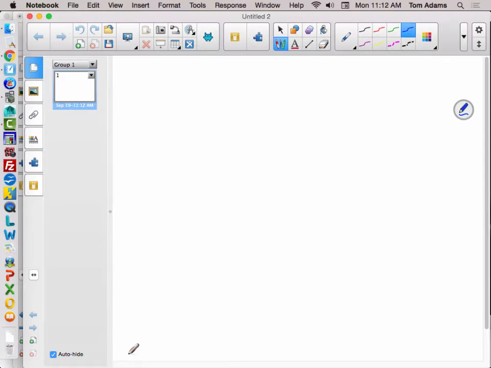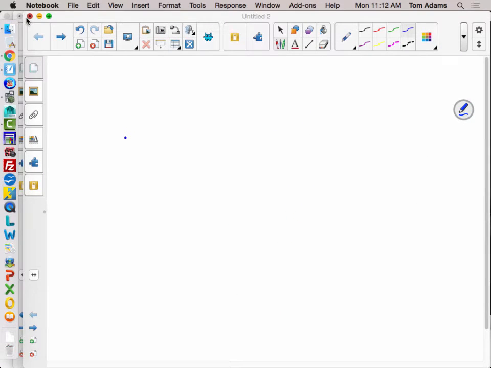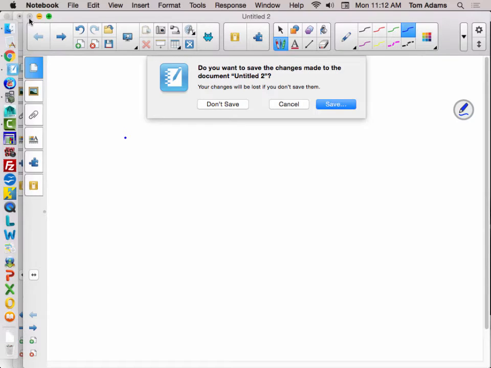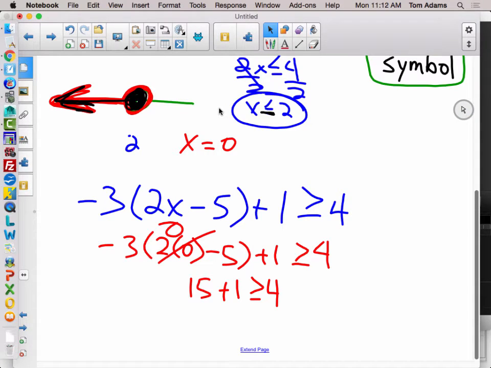Wait, why do we divide by negative 3, and then we don't flip the sign, but then we do flip the sign when we divide by 2? Is 2 negative? We only flip the sign when we divide or multiply by a negative number. Oh, okay, never mind then. Yeah, 2 is positive. That's why we do it that way. Oh yeah, I forgot.